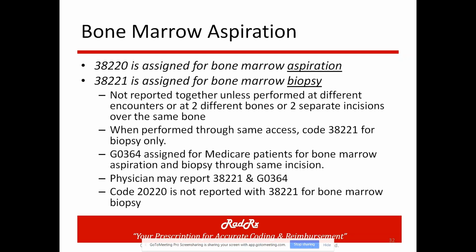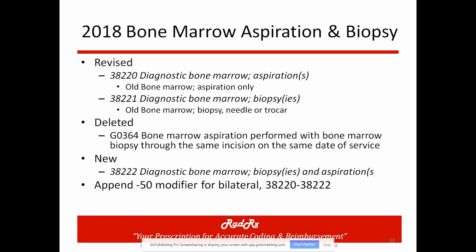So what's going to happen in 2018? Well, the two existing codes that we have are being revised. 38220 is now for a diagnostic bone marrow aspiration, and 38221 is for diagnostic bone marrow biopsy. So you see that we now just have a slight change in the description, but we still have a code for an aspiration, we still have a code for a biopsy.